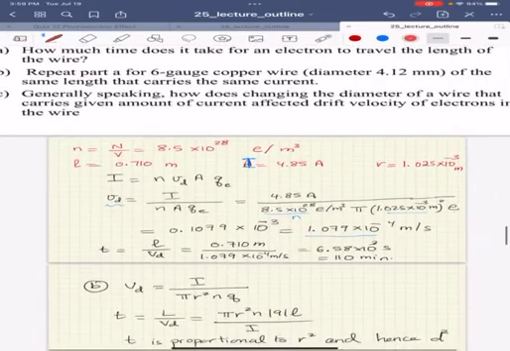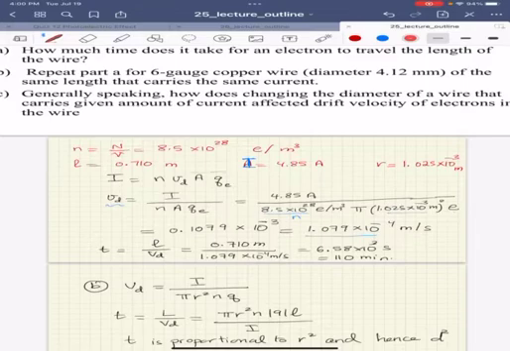As I said, this is n, lowercase n. It is the number of electrons divided by the volume. This is not the speed. And this is 8.5 × 10^28 electrons per cubic meter. And I have L converted into meters, 0.010. And I is 4.85 amperes. And this is the radius.